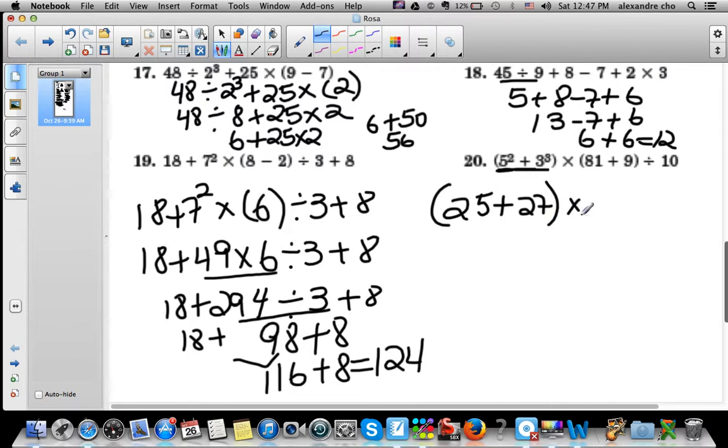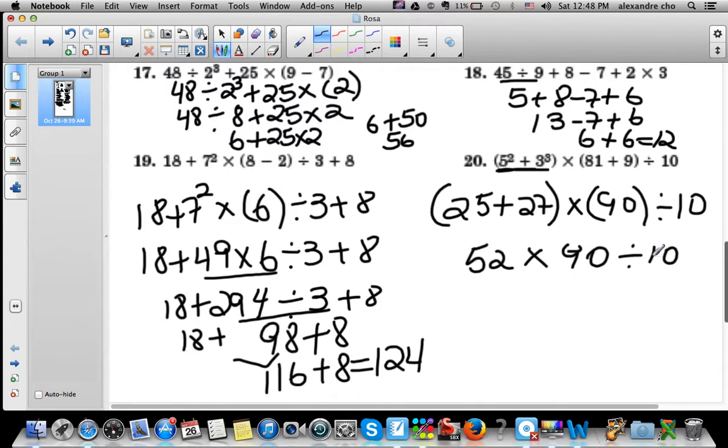Okay, times, and inside this parentheses, 81 plus 9, you get 90, okay, divided by 10. Alright, we're still not done with our first parentheses, which is 25 plus 27. Okay, so inside that parentheses, 25 plus 27 is 52. Okay, times the 90 over here, divided by 10.